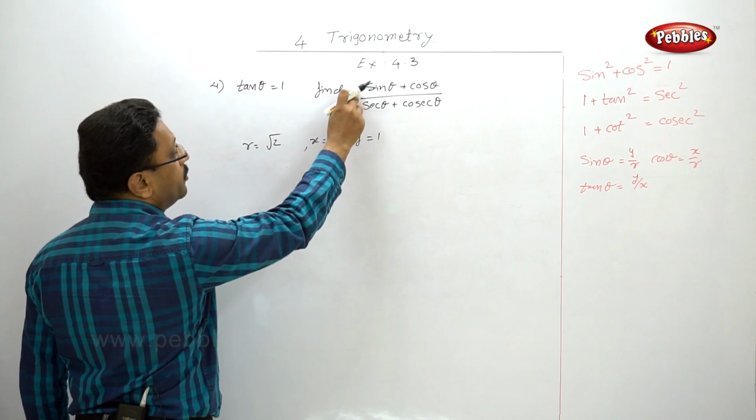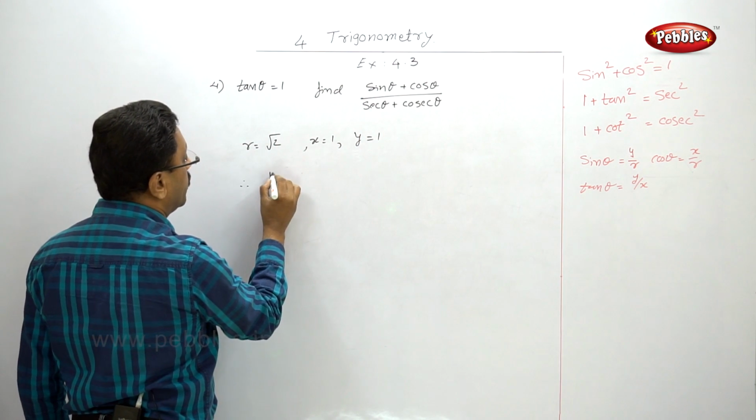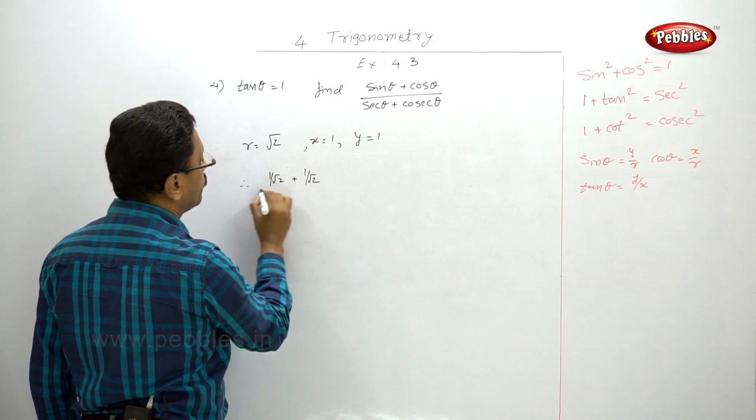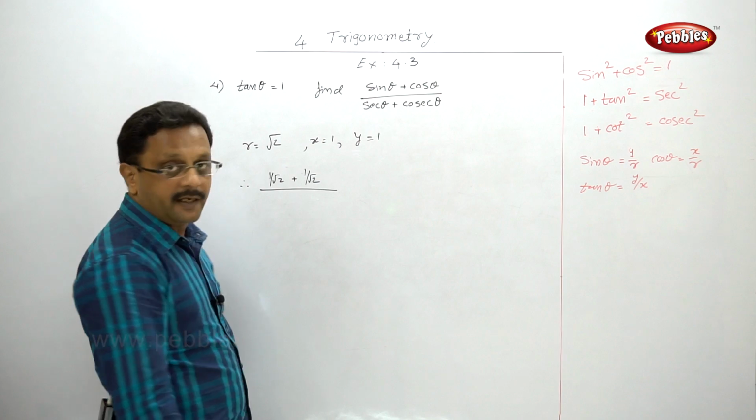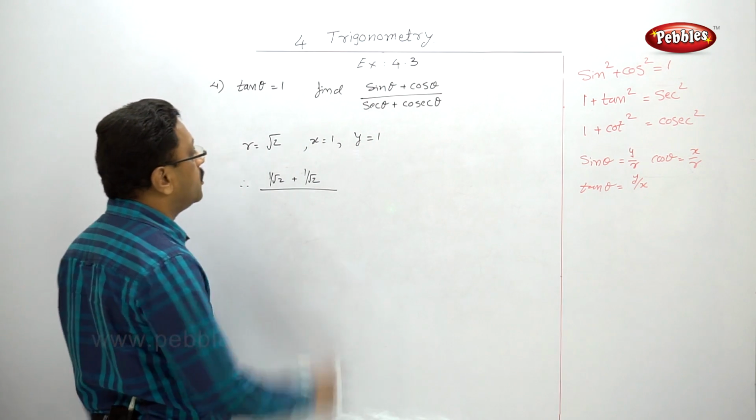I am substituting in the given equation. So 1 upon root 2 plus 1 upon root 2, upon, your sec is inverse of cos. Cos is x upon r, so it is r upon.